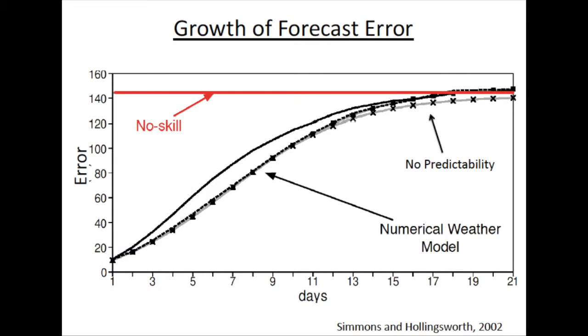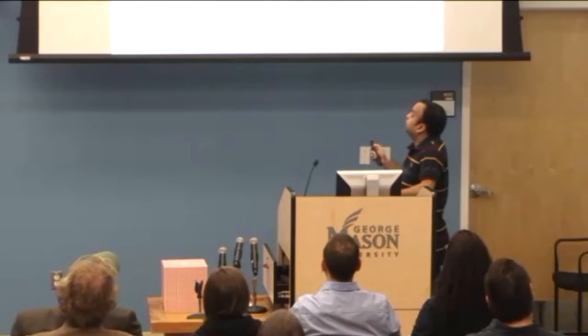In this figure, I'm showing you the mean square error in black curves with respect to time, number of days. And you can see that the mean square error is increasing with time. And this red line is the no-skill line. That means error coming from a no-skill model. So when this black line hits this red line, we say no predictability is left. So this figure tells you that the limit of weather predictability is around 10 days.